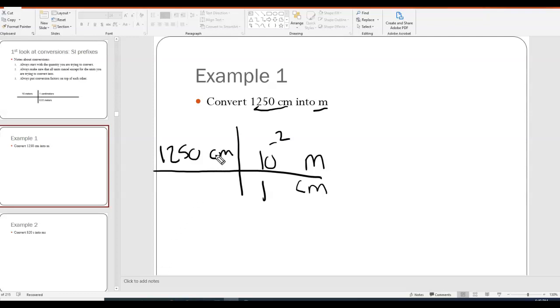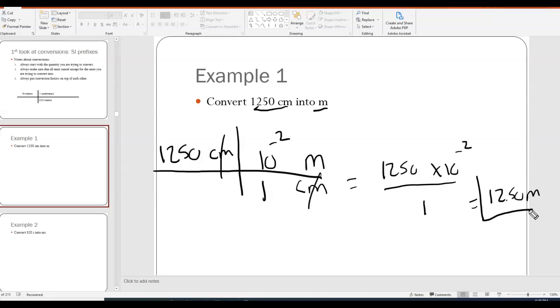Now, double check. Your units should cancel out. Centimeters cancels. I'm left with meters. I've got my conversion factor correct here. Okay, and now all I have to do is multiply across the top, multiply across the bottom, and divide. So that's going to be 1250 times 10 to the negative 2 divided by 1 on the bottom, and that's going to be 12.50 meters. Okay, and we have done our very first unit conversion in IB Physics. Congratulations.